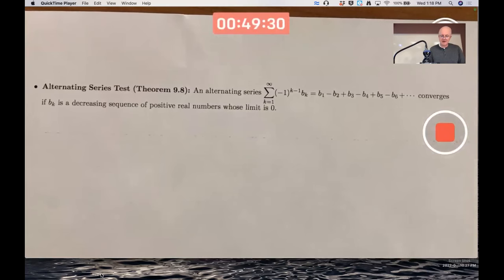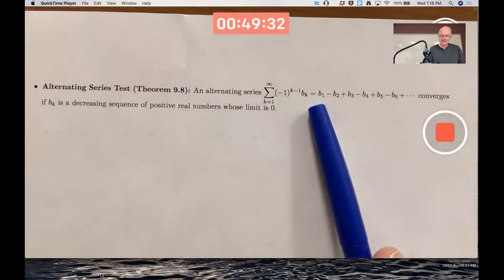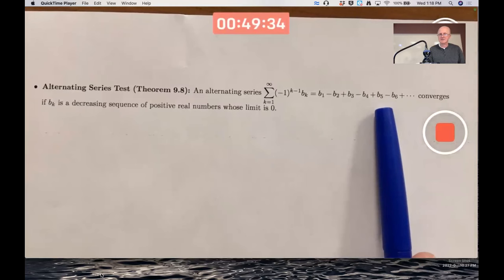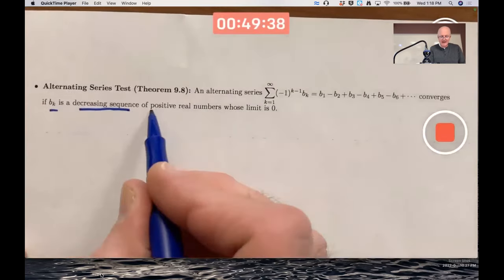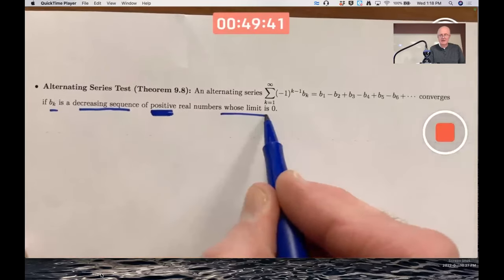Alternating series test. If you've got an alternating series that looks like this, where all these B's are positive, the BKs form a decreasing sequence of positive real numbers whose limit is zero.